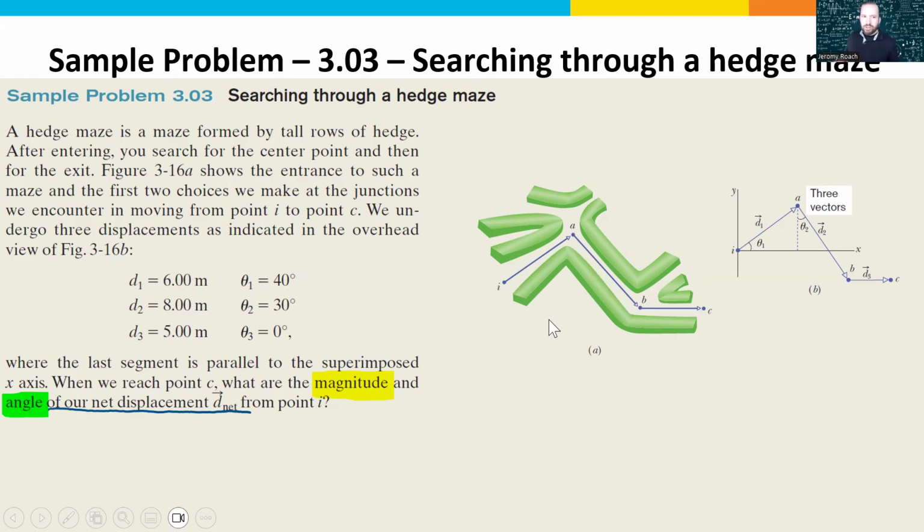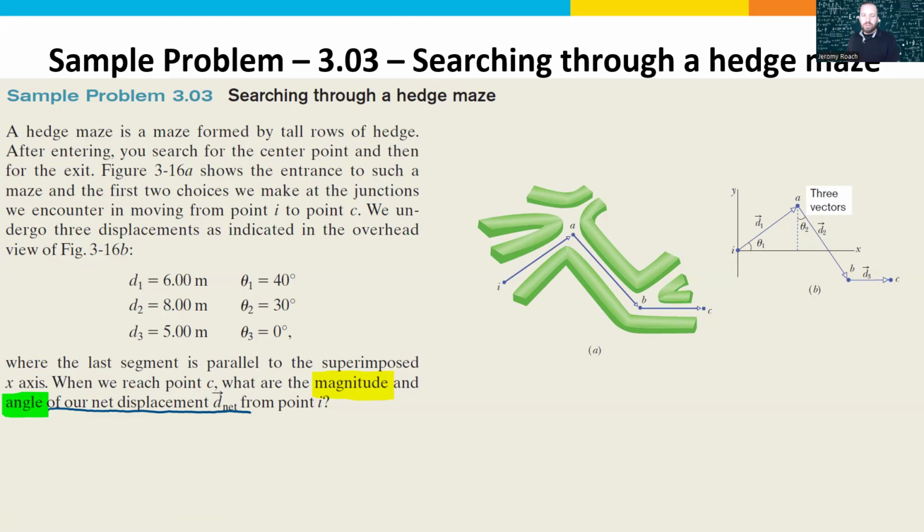This figure shows the entrance, and it shows the two choices that you make at the junctions in moving from point I to point C. We undergo these three displacements as indicated in the overhead figure. So the best way that you can solve these is to draw out the vectors yourself. So they're going to show you a diagram like this, or they might just tell you the angle of the vector. Most likely you'll get some sort of a picture though, or a general idea, and then you'll want to translate that into the vector components on the XY axis.